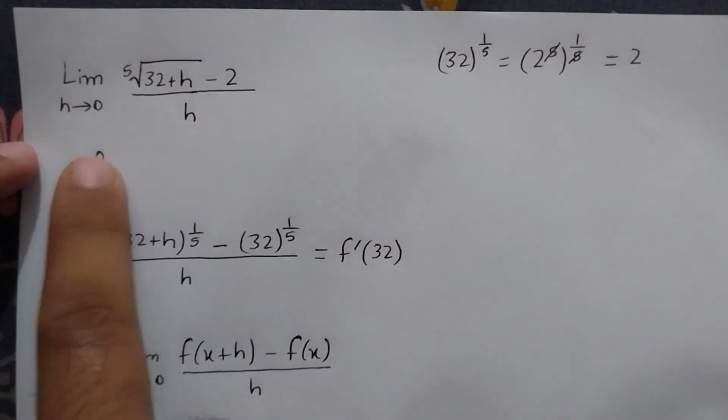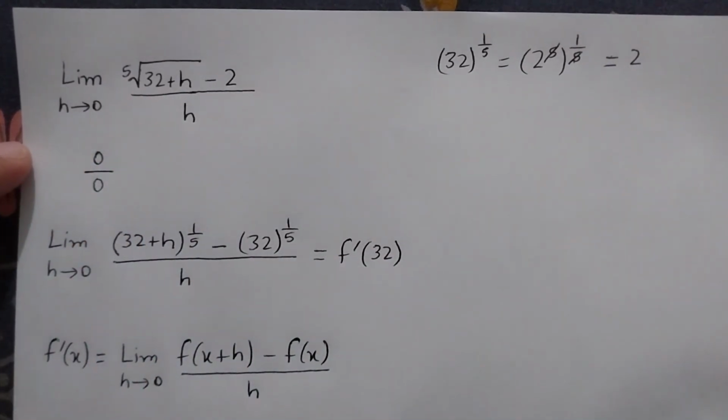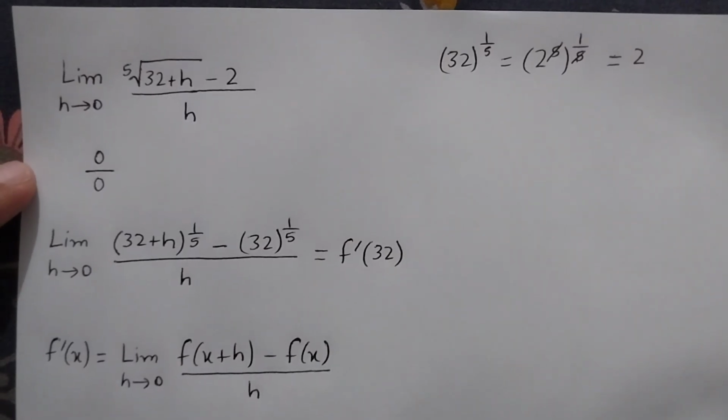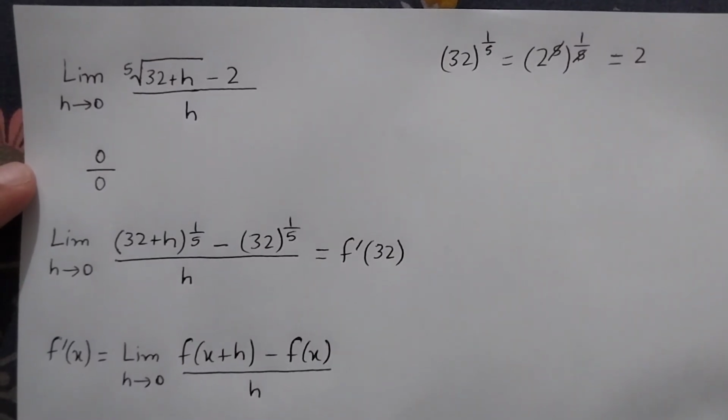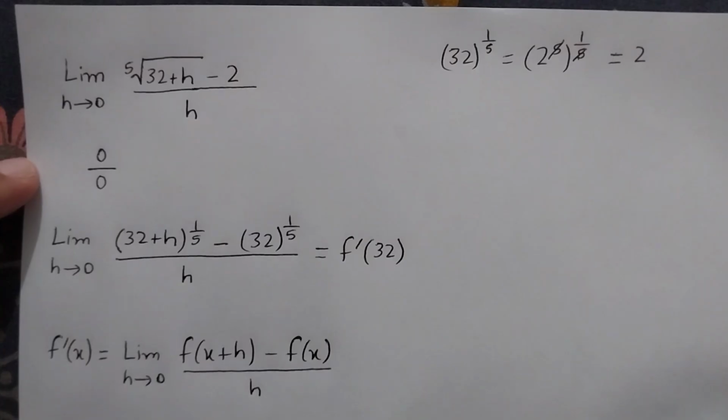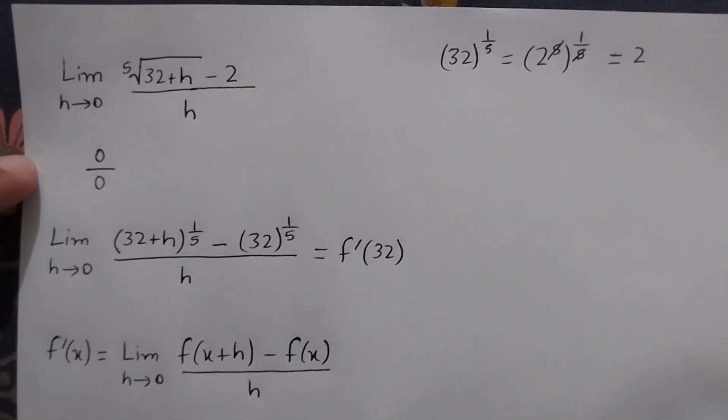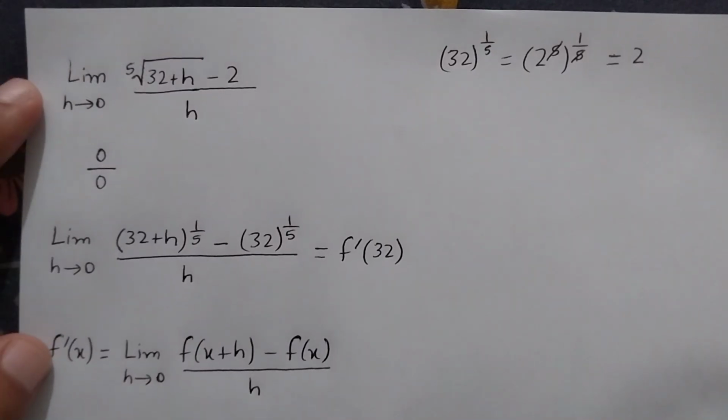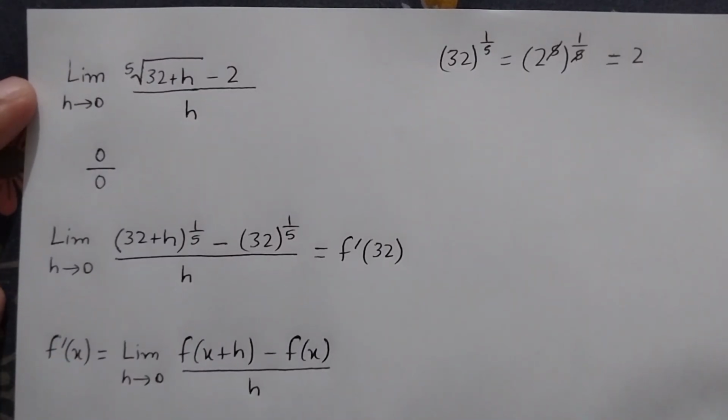Today we are going to evaluate this limit: h approaches 0 of the fifth root of 32 plus h, minus 2, over h. Firstly, we will try putting h equal to 0 in this expression, to see whether we can get a value or not. If we put h equal to 0 in the numerator, we get 32 plus 0, which is simply 32, and we are taking the fifth root of this.